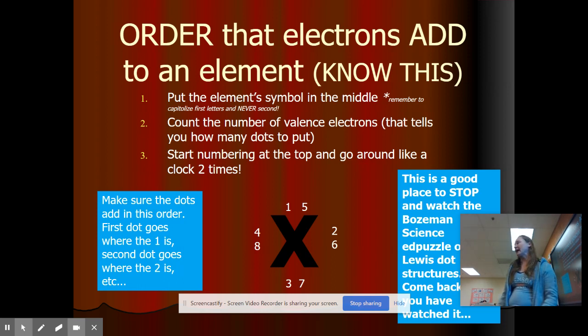We're going to practice on Friday how to do the Lewis dot structures. We're going to come back to that once we're going to watch it. We're going to do that in a second.